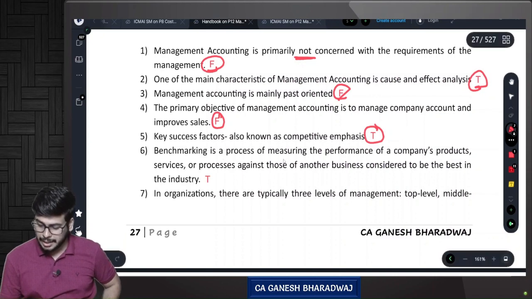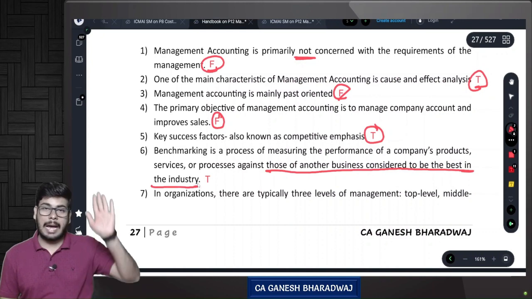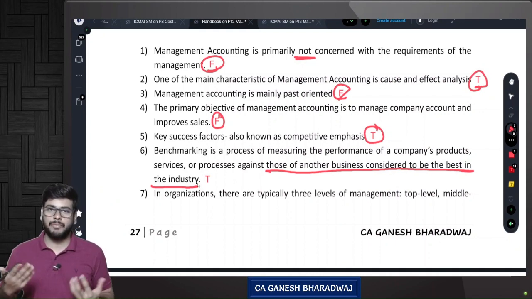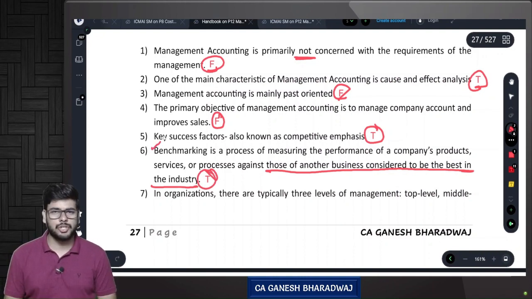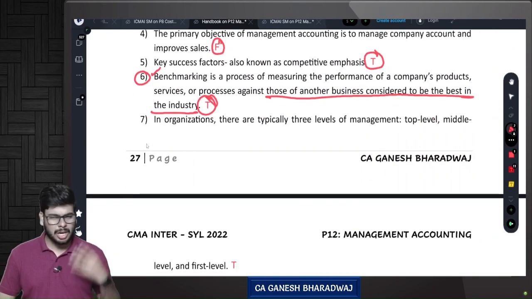Look at this. Benchmarking is a process of measuring the performance of the company's product or services or process against those of other business considered to be the best in the industry. So Apple is best in the industry. I will compare Apple's product with my product and see where I lag, so that this will help me to improve further in the business. Correct? So this statement is true. We have not seen it technically speaking. I have just copy pasted all these things from the institute study material. Ideally speaking, in chapter 1, this benchmarking was not seen anywhere. Anyways, they have just kept it. We will also do it, I think. It is not mentioned anywhere. Anyways, logically you can answer.